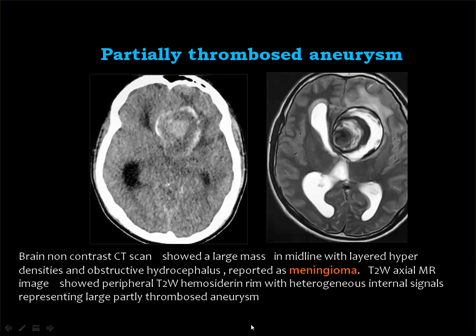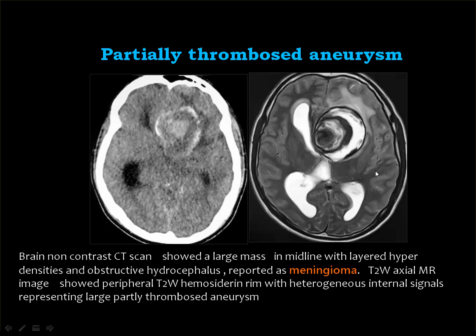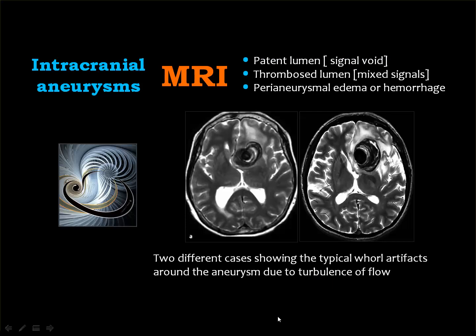But after MRI, then you can see the most pathognomonic feature of an aneurysm, which is the whirly appearance due to turbulence of flow inside the aneurysm. This is an extremely characteristic finding, which is clearly seen in the T2 weighted images. And this is what I mean.